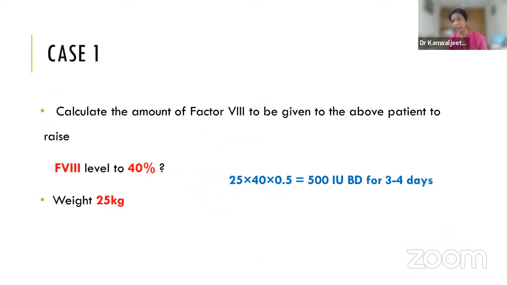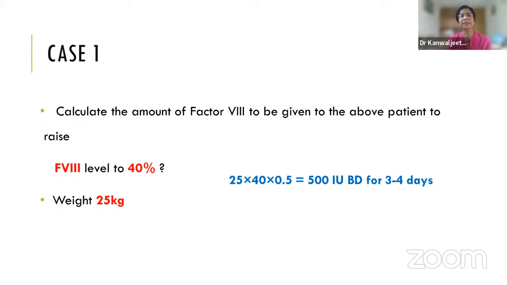So how do you calculate factor 8 dose? For our patient, we want to target a level of 40% for the joint bleed. The weight is 25 kg. We will multiply 25 by 40 and 0.5, so the dose comes to 500 units, which is given twice a day for 3 to 4 days till the symptoms subside, especially till the swelling goes away.